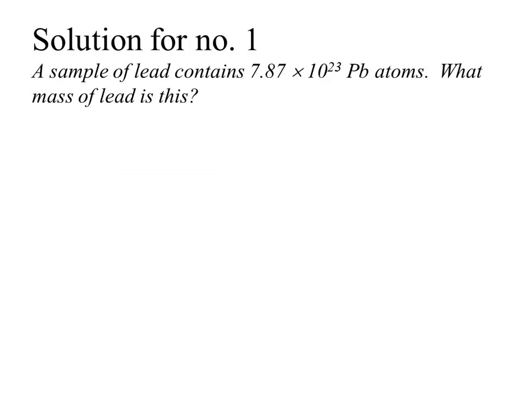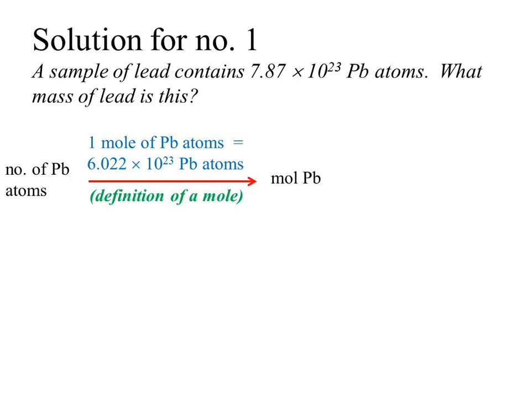Let's do it. Okay. So I kind of mentioned this strategy. In this case, we are going from the number of lead atoms to grams of lead. So we're going to go to moles first. Number of atoms, 7.87 times 10 to the 23rd lead atoms. We're going to go to moles first using Avogadro's number, the definition of a mole. To accomplish that, I wrote one mole is equal to, you don't have to put lead atoms, but one mole is equal to 6.022 times 10 to the 23rd atoms. That's how we're going to accomplish that.